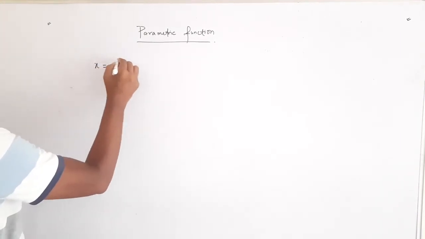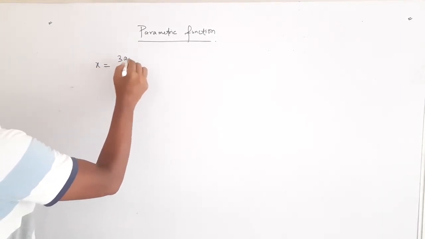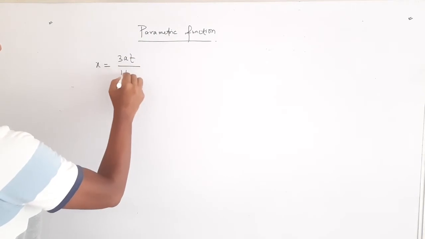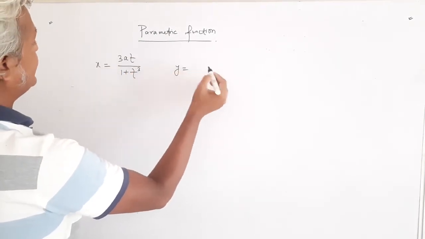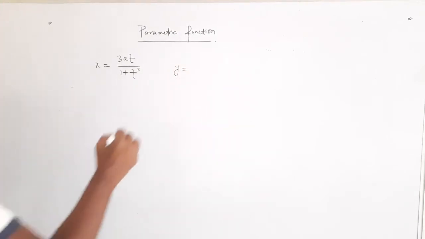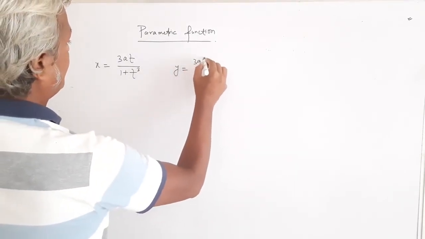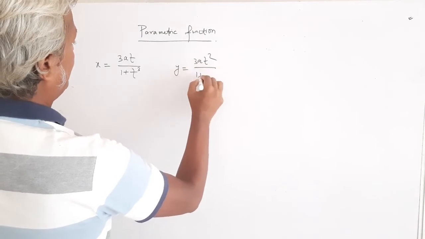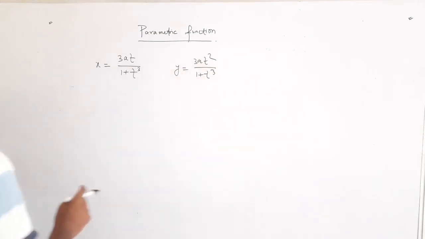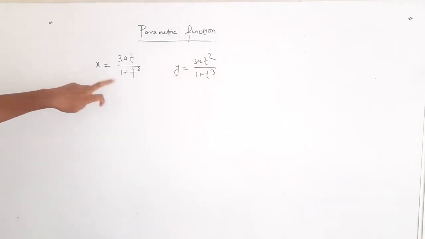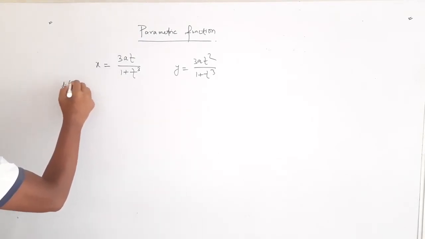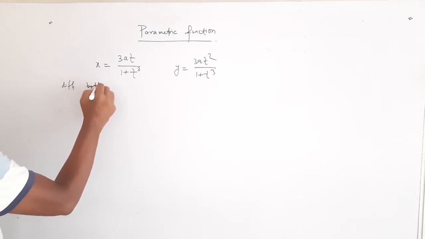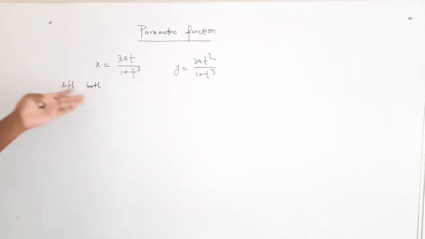Now let me take another example. So x is 3at upon 1 plus t cube, and y is 3at square upon 1 plus t cube. So we have to find the differentiation of x with respect to t. So differentiating both sides, when you're writing for your board examination, you have to write everything like that.